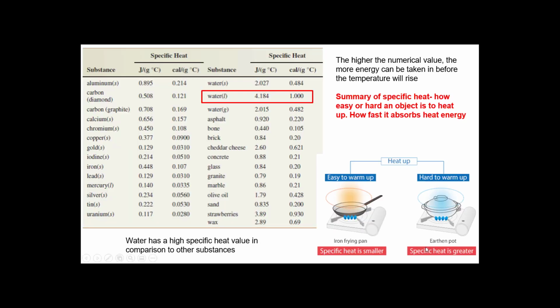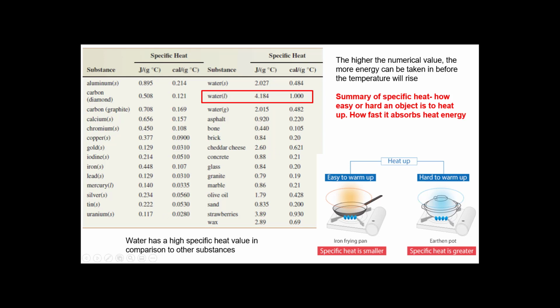So here is a chart of specific heat values in joules and calories per gram per Celsius, and you can see I've highlighted water, and it's very high in comparison to other substances on here. You can even see that strawberries have a high specific heat value. Wax, glass, brick, cheddar cheese. Don't say scientists don't research everything. Gold, chromium, calcium, they researched, but you see how these numbers are very low compared to something like water. Water as a solid, water as a liquid, water as a gas, asphalt, and so forth. So you can see water has a high specific heat value.